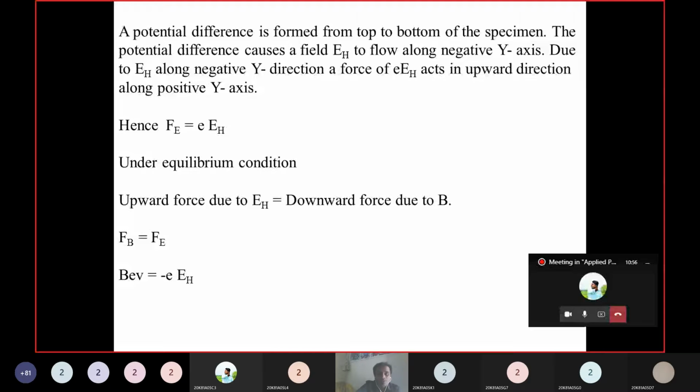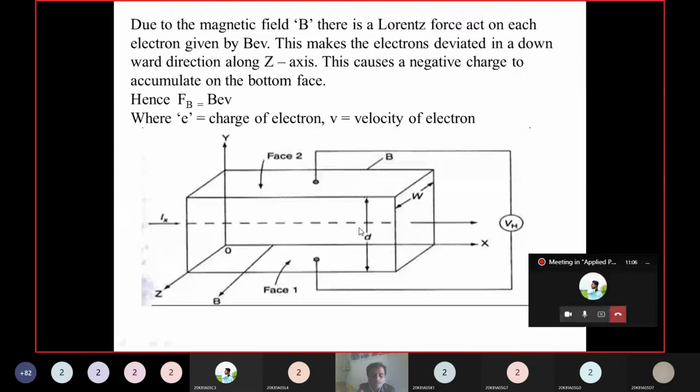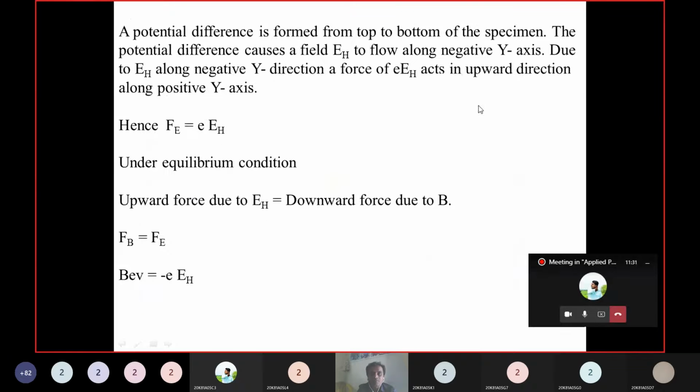Suppose we are taking electrons here. Electrons are coming downwards, so negative charge will be accumulated in the downward direction, and some positive charge will be accumulated in the upward direction. Due to that, some potential difference will be developed. Due to that potential difference, some electric field will occur.